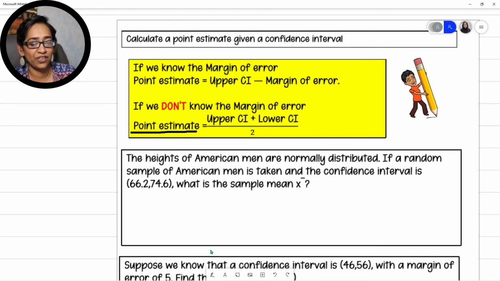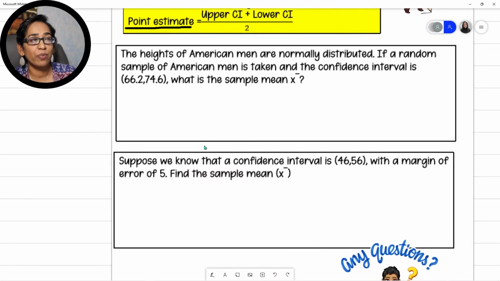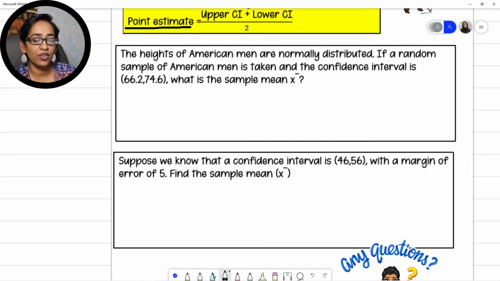Let's go ahead and take a look at the first problem. The height of American men, hey, they copied us. The height of American men is normally distributed. If a random sample of American men is taken and the confidence interval is 66.2 and 74.6, I'm guessing this is in inches, what is the sample mean? Or what is the point estimate?